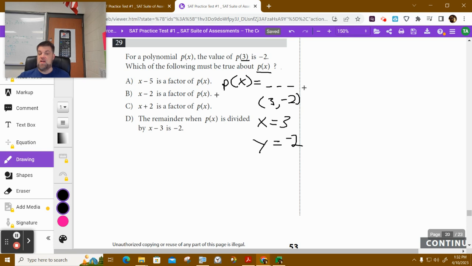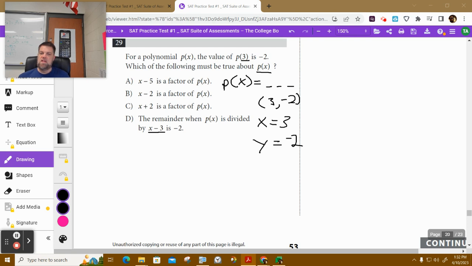Okay, so now we have to figure this out. This is a conceptual question, so we basically have to go through and think about this.